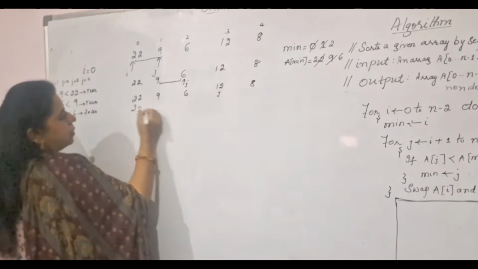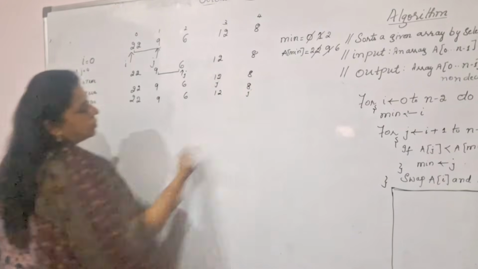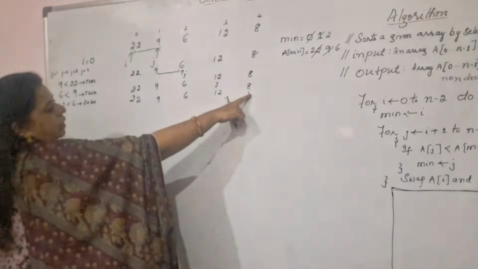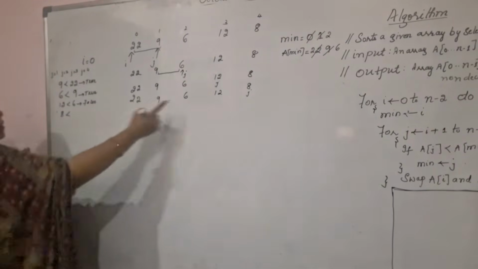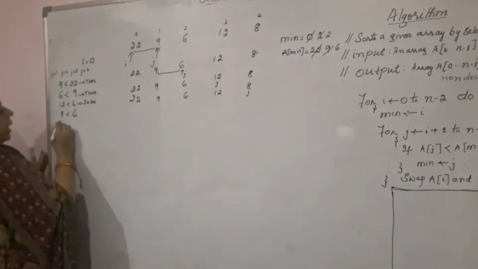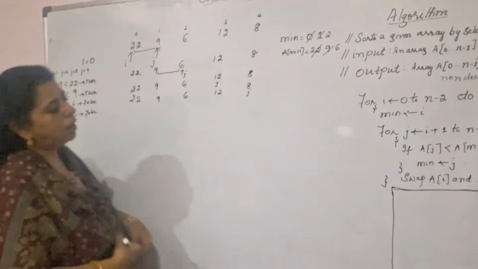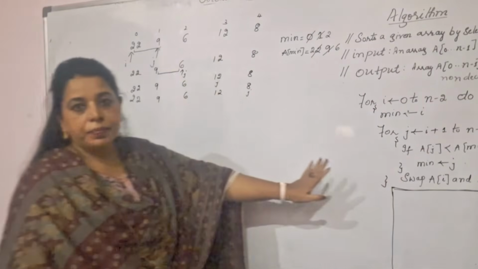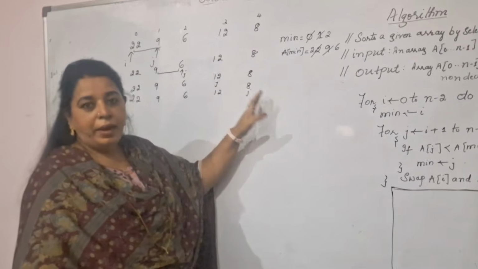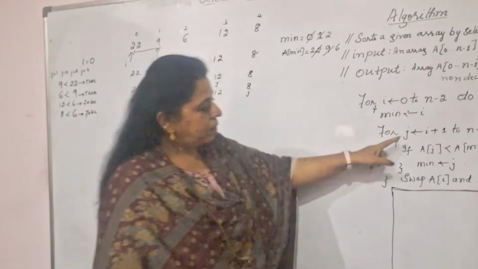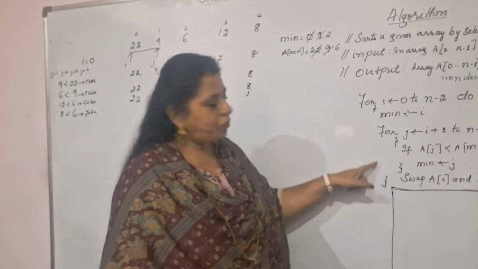So next, j will be pointing to this. Now once j is pointing here, A of j is how much? 8. What is the current minimum element? 6. Is 8 less than 6? No, it is not. So it is false. If it is false, then you don't have to update anything in the minimum variable. So the j for loop ends here. This ends the number of comparisons for that particular value of i.